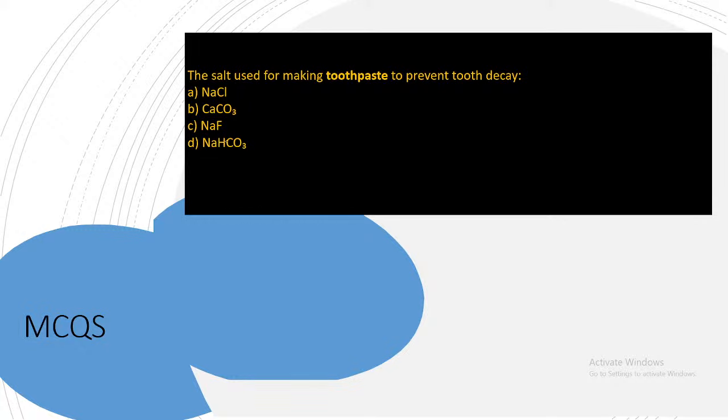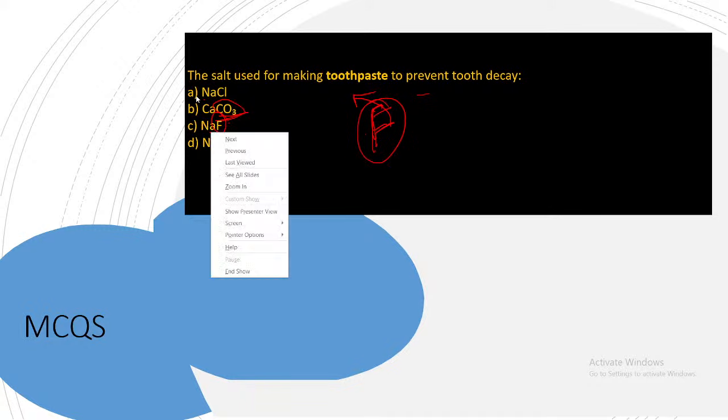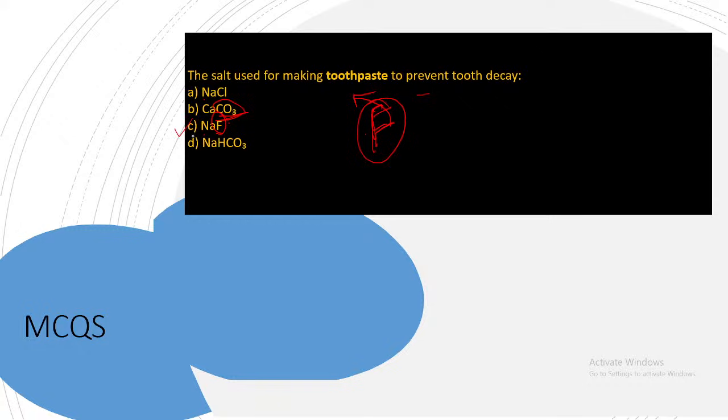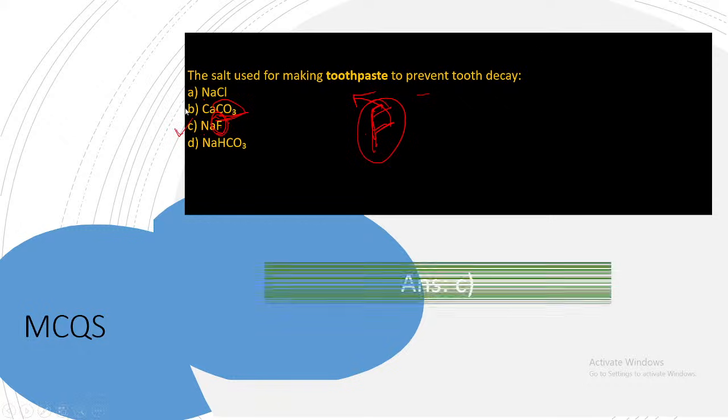If you see here, fluoride is present in toothpaste. We need fluoride to prevent tooth decay. So in toothpaste you'll see fluorine or fluoride. Wherever you see fluorine, that means that is the correct option, not carbonate. Carbonate we don't use. Sodium chloride and sodium fluoride both have sodium, so yes, we need sodium, but the main ingredient is fluoride. So option C will be the correct option.